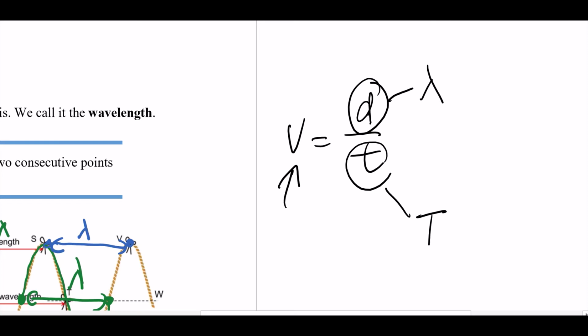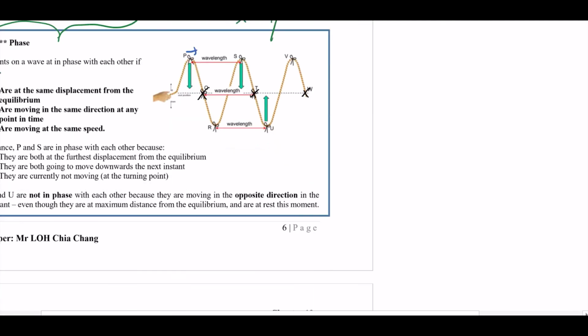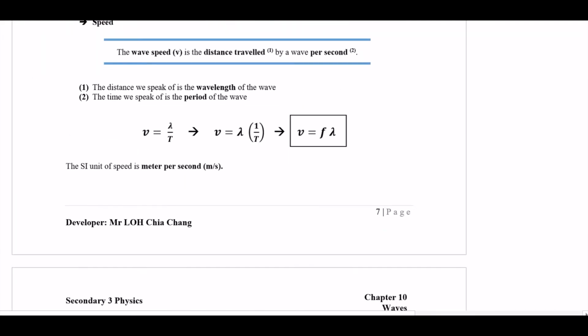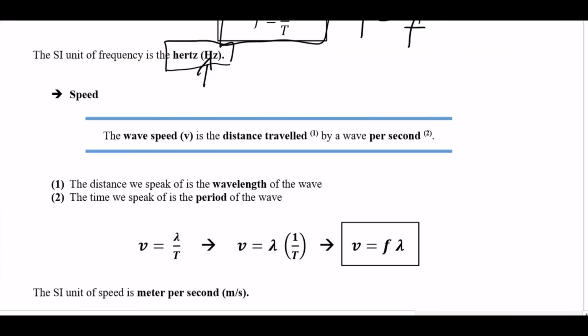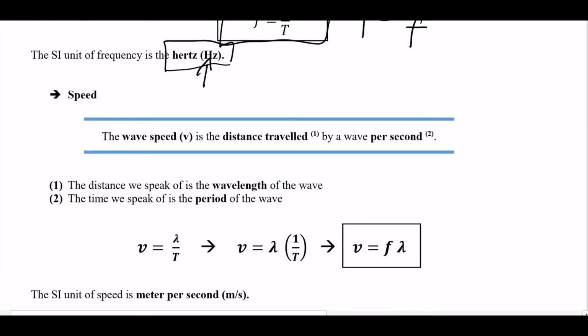So again, if I want to measure some form of distance, I will use the wavelength as a reference for the distance that the wave has traveled. I will use the period as a reference for the time taken to finish one wavelength, right? So using this concept, we can come to the final formula, which is the speed of the wave. The speed of the wave is the distance traveled by the wave every second, which is actually the same definition as the speed for any object.